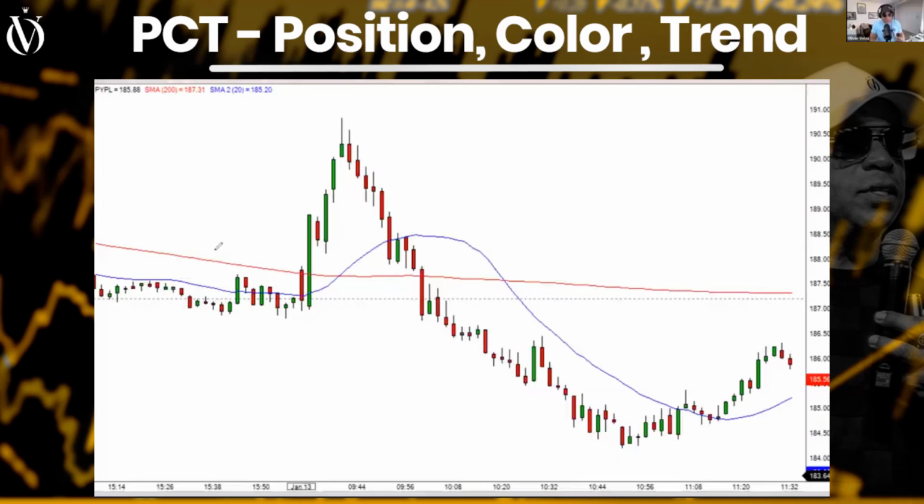All right. Now, here was the first bar of the morning. It was a red bar trapped in between the moving averages. That's what we call the trap zone. It's not above or below. It's in between. It's in the trap zone. I tell traders, leave the trap zone alone. All right.